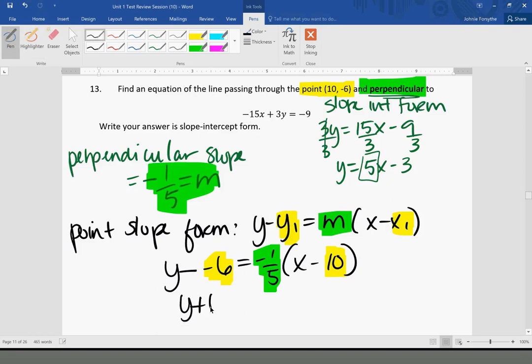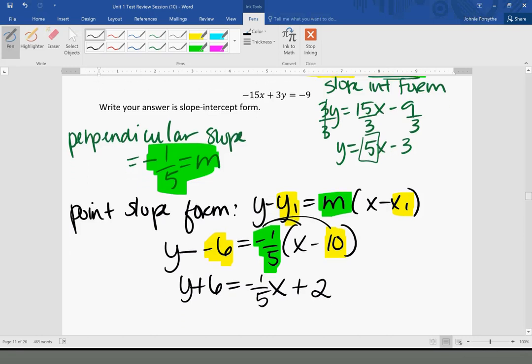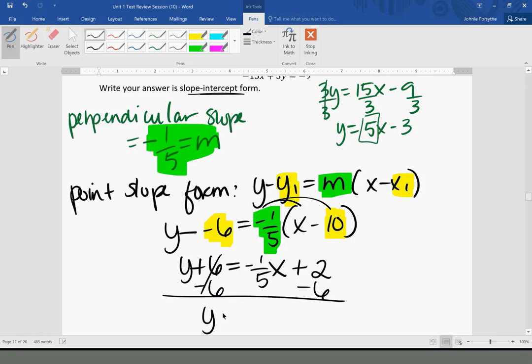So on the left I have y plus 6 equals, let's distribute that negative 1/5, so we have negative 1/5 x plus 10 times 1 is 10 divided by 5 is 2. And then to get it in slope-intercept form, we need to subtract this 6, so it's just y equals. So we have y equals negative 1/5 x. 2 minus 6 is negative 4. So that's going to be the equation of the line with these conditions: y equals negative 1/5 x minus 4.